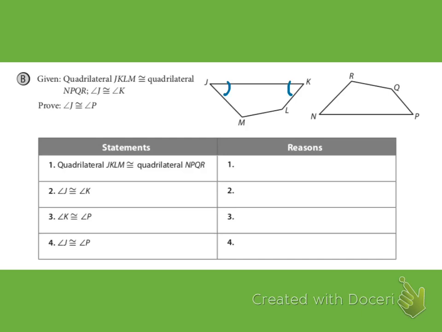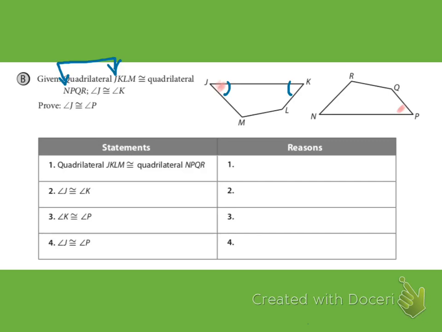And the question that they ask is, can you prove that angle J, this one right here, is congruent to angle P? Well, first of all, if I look at the congruent statement, I can tell that J has to be congruent to N. And that's because, look, they're in the same order in the congruent statement. So J is the first letter, and N is the first letter in its name, in the other quadrilateral's name. And so we know J and N are congruent, so we can say that.